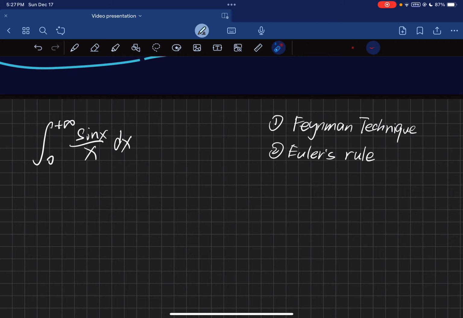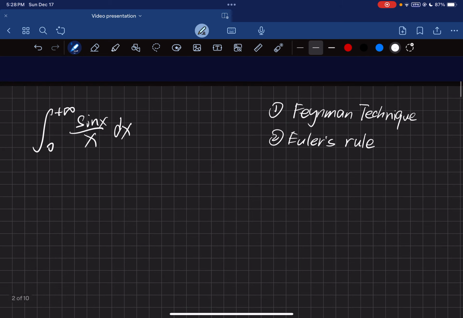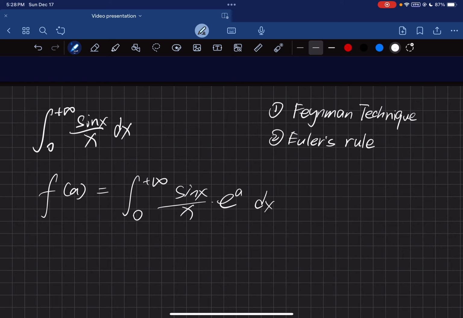Just taking a glance, we find the x in the denominator is very annoying. So we want to remove the x from the equation, and we can find this infinite integral, right? So how about we use the Feynman technique to set a function? We can set a function f(a) times e to the power of ax dx.